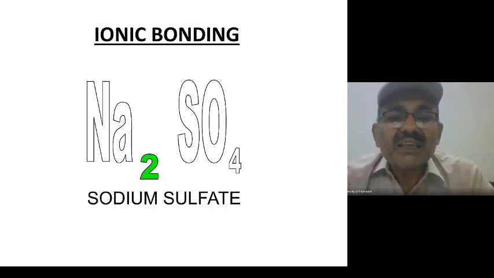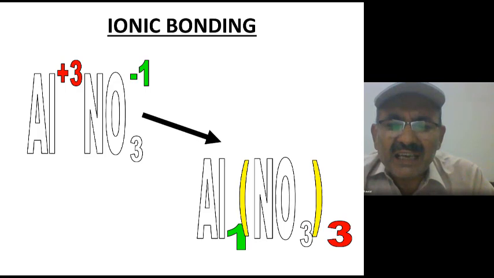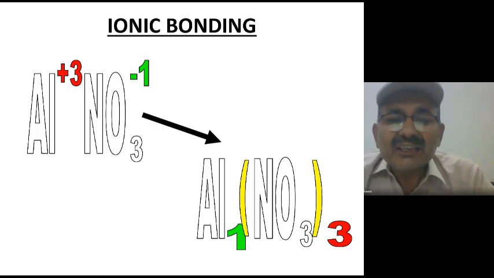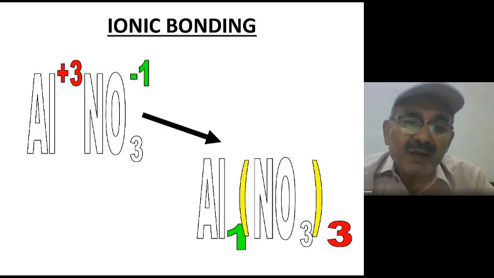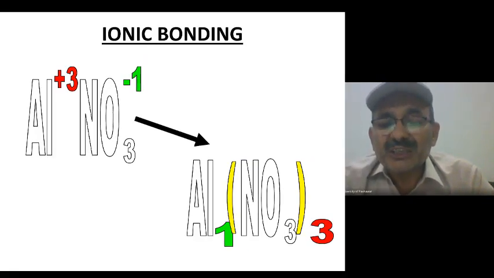So how do things happen? Al+3 is the aluminum ion. Please note, alumina is Al2O3. Aluminum ion is elemental aluminum which has +3 charge. And NO3, nitrate, is a polyatomic ion which has -1 charge. So it is not possible to form a stable compound by combining Al+3 and one NO3 polyatomic ion. But to neutralize the aluminum +3 charge, you will need 3 polyatomic nitrate ions to make this compound.